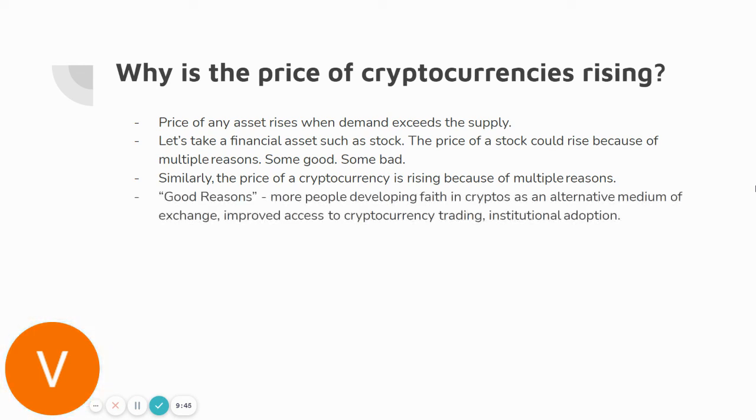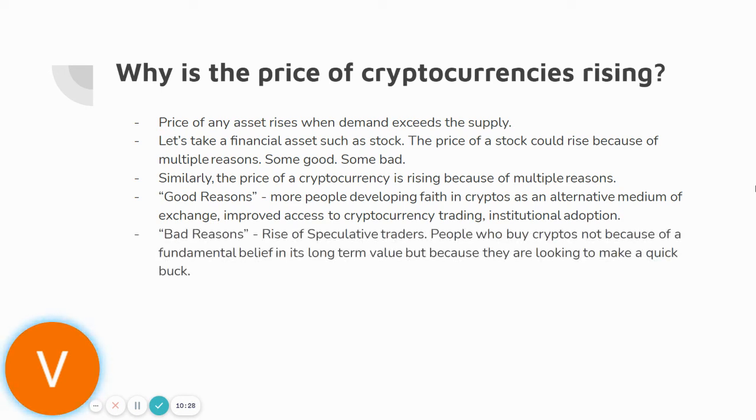Among the good reasons we have, more people developing faith in cryptos as an alternative medium of exchange. So rather than people trading in, say, dollars or euros, since cryptocurrencies are borderless, more people believe that eventually this is the way in which financial transactions will happen. Second could be improved access to cryptocurrency trading, because with the rise of lot of cryptocurrency exchanges, it's very easy to buy and sell cryptocurrencies. And last could be institutional adoption. So as more and more platforms and companies start accepting cryptocurrencies such as bitcoins as modes of payment, it is expected that the usage and future prospects of cryptocurrencies would be better.